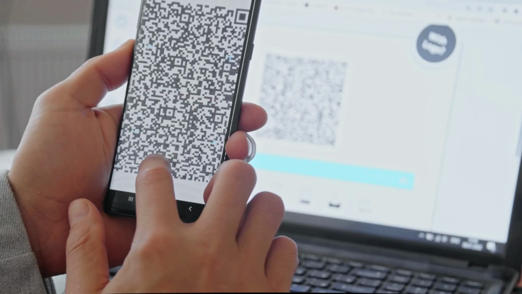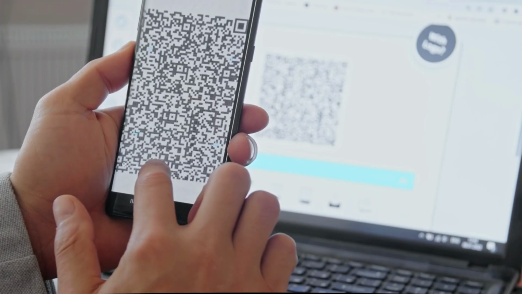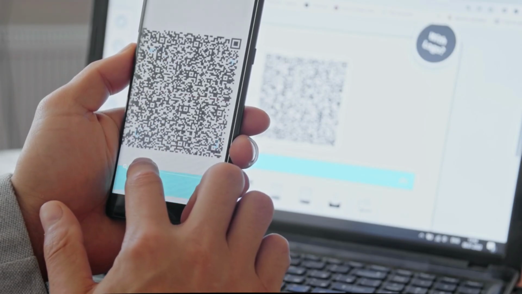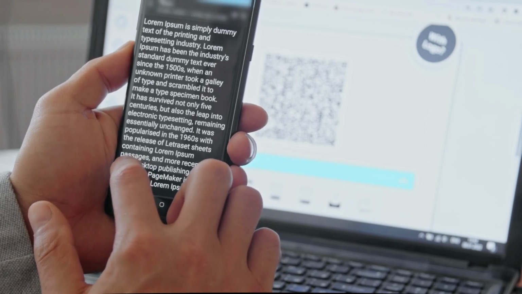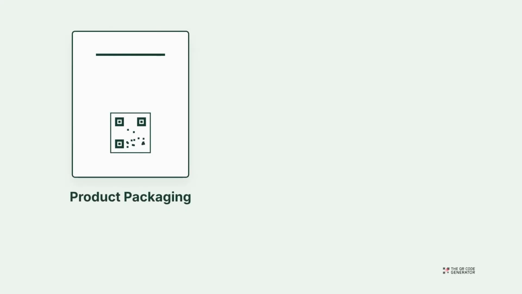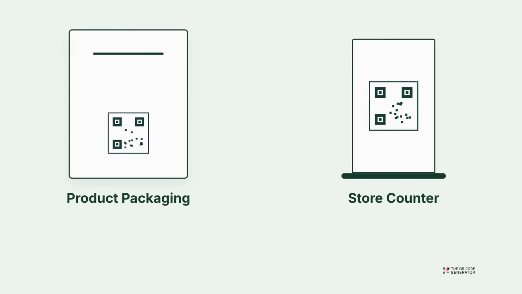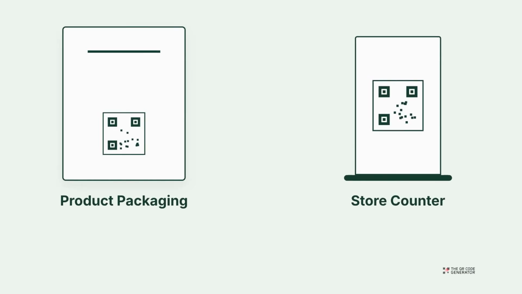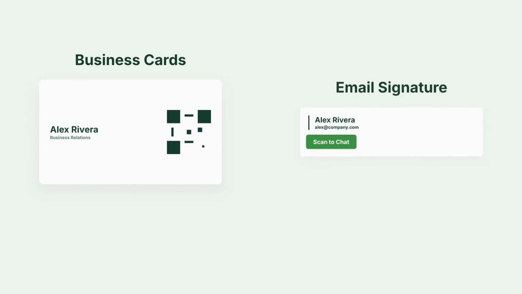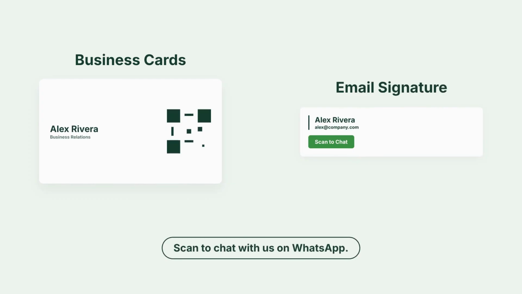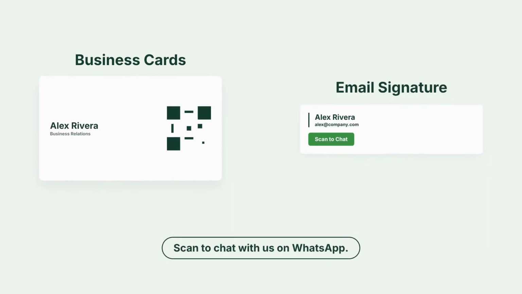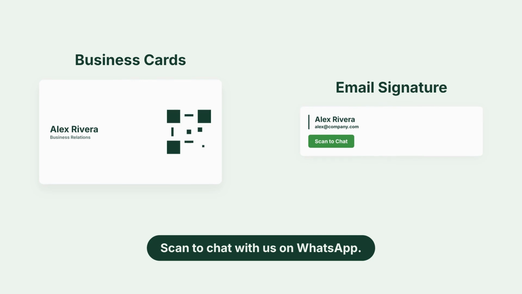Before you print anything, test it. Open your camera, point it at the screen, make sure WhatsApp opens with the right pre-filled message. The highest converting placements for a WhatsApp QR code: Product packaging turns buyers into chat contacts at the moment they're most engaged. Store counter or checkout captures customers while they're already interacting with your staff. Business cards turns every handshake into a direct line. Email signature gives every recipient a one-scan path to a conversation. One CTA next to the code is all you need. Scan to chat with us on WhatsApp.